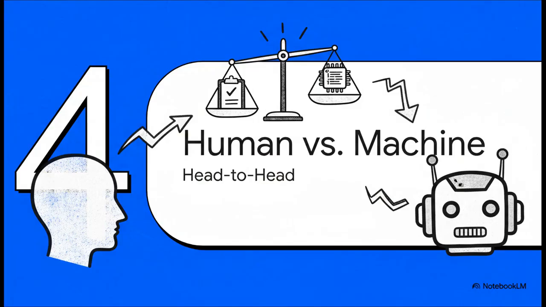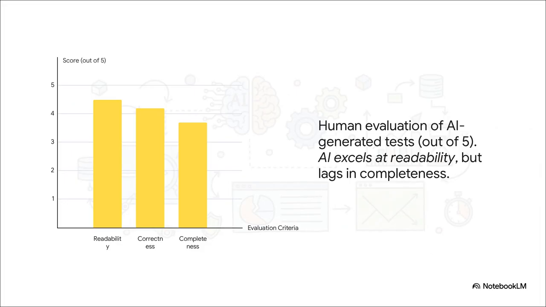But okay, performance scores are one thing. How do these AI-generated test cases actually hold up when a real human expert takes a look? Let's put them head-to-head. This is where the story gets really fascinating. When you ask humans to score the results, for readability, the AI actually scores a tiny bit higher than humans. It is amazing at writing clear, easy-to-read text.